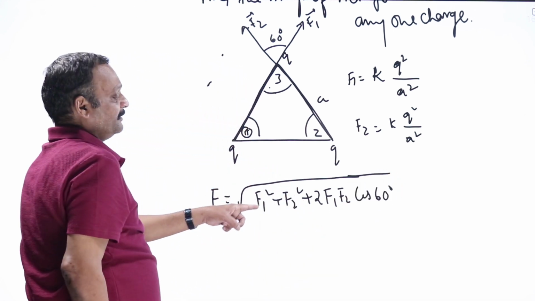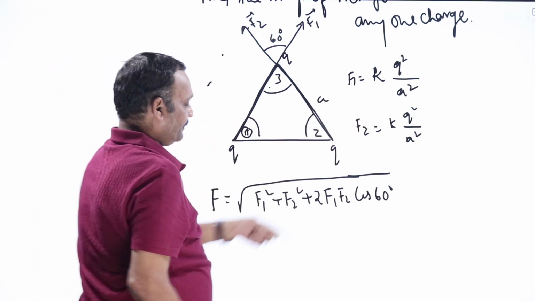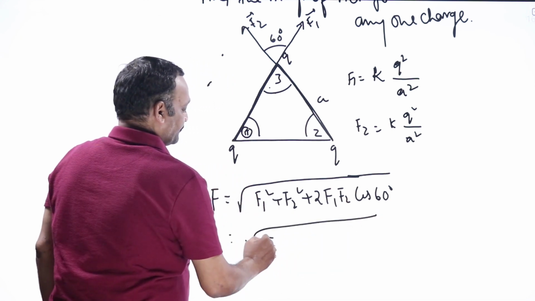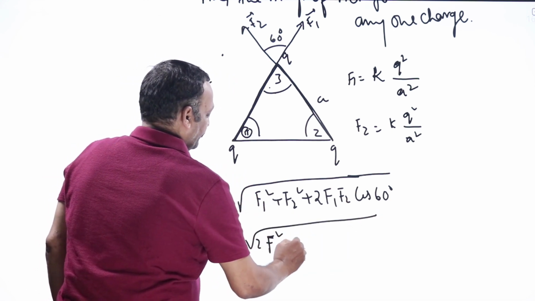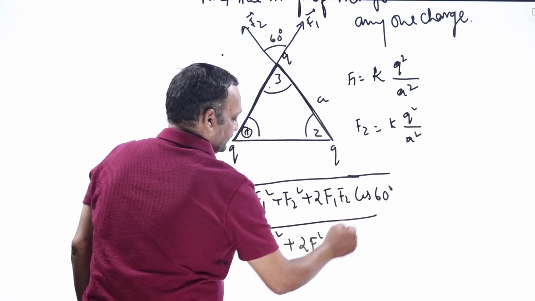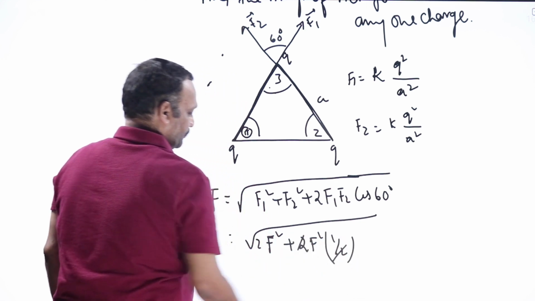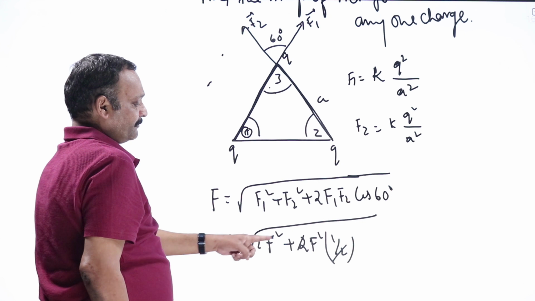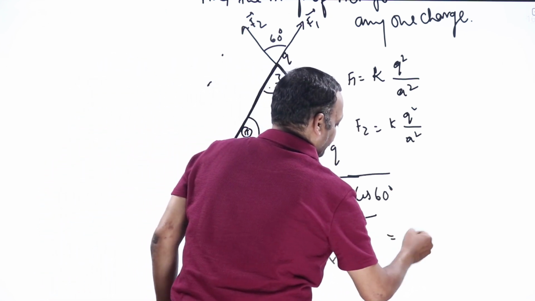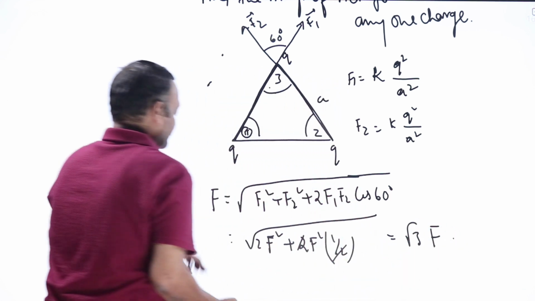F1 square and F2 square are both equal in magnitude, remember. I'll simply write it as F square plus F square, which is 2F square, plus here also F and F are equal, 2F square. What is cos 60? Cos 60 is half, so into half. This 2 and this 2 get cancelled. 2F square plus F square is nothing but 3F square, or taking it out of the root, it will be root 3 F. That is the resultant force.